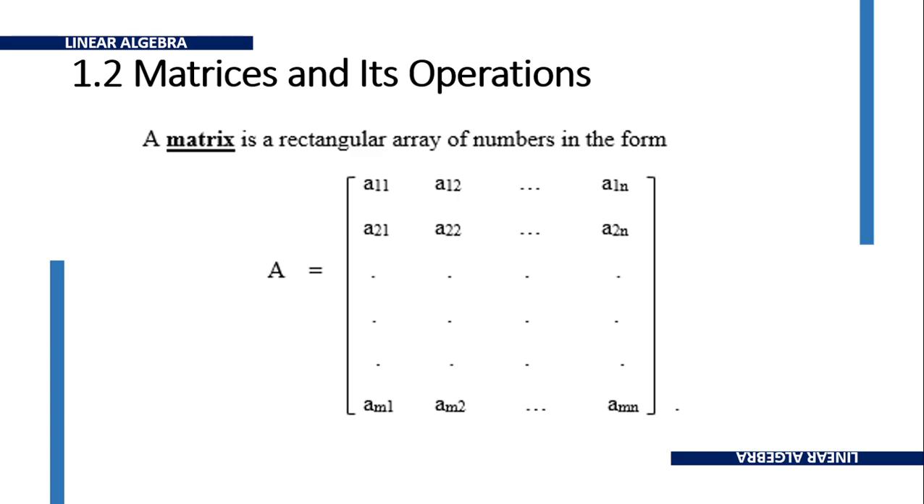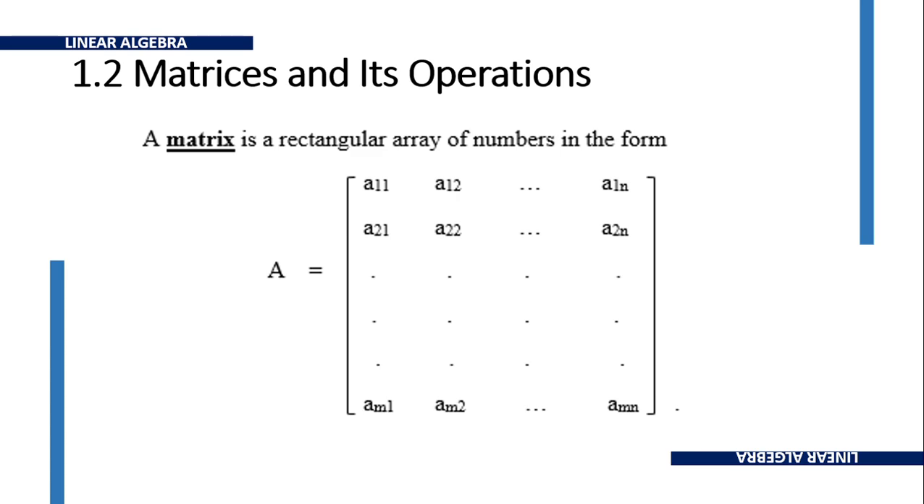So kung mapapansin nyo sa ating presentation, we have this matrix A which is equal to this matrix. So we have elements in it. We have A11, A12, dot dot dot A1n. Then we have also A21, A22, dot dot dot A2n. And we have also A sub M1, A sub M2, and A sub Mn.